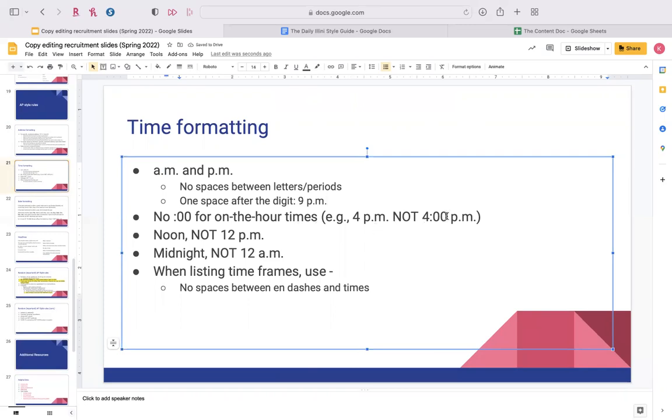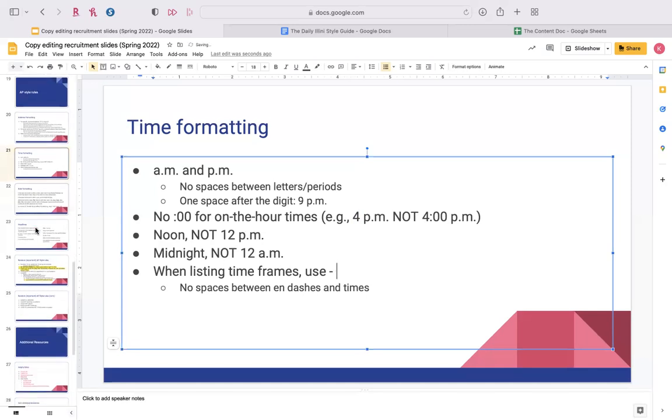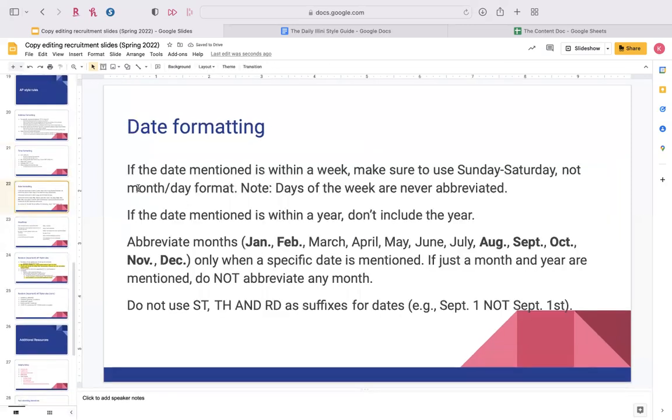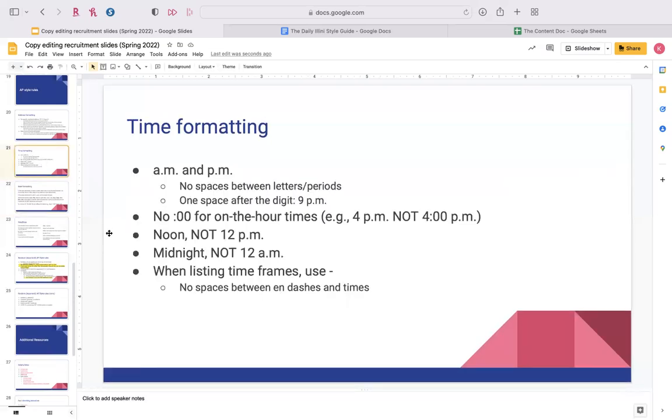And something also important is you wouldn't add 4:00 because you don't need the 00. It's obvious. It's just going to be 4 instead. And you don't say 12 p.m. or 12 a.m. You say noon and midnight. And when you use a time frame, then you would use an en dash, as you can see here. Oh, and also, yeah, there is no space between.